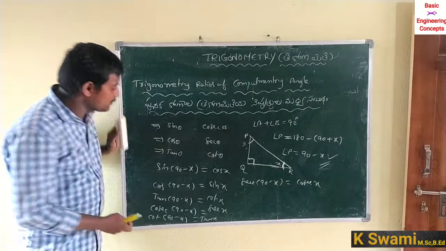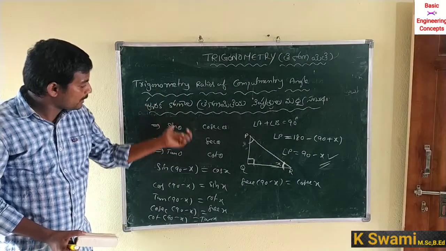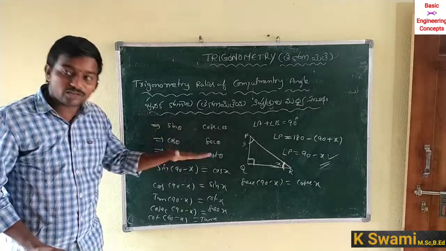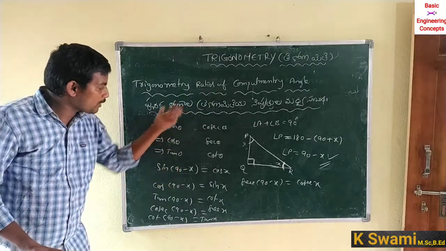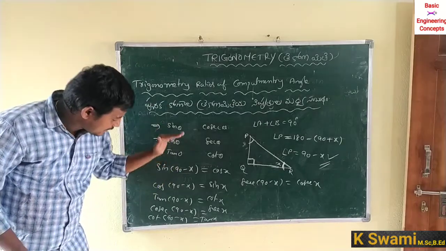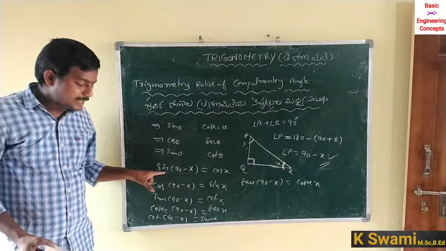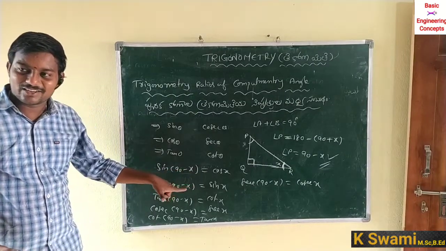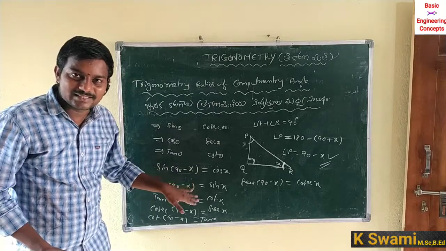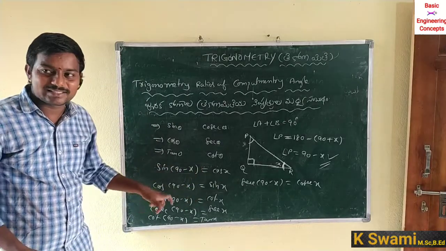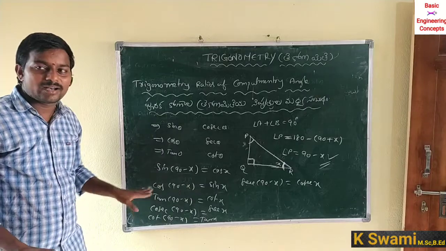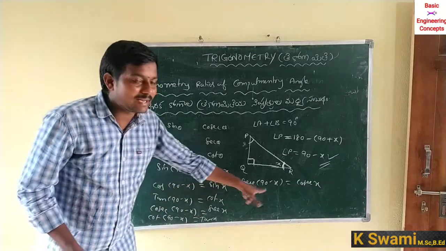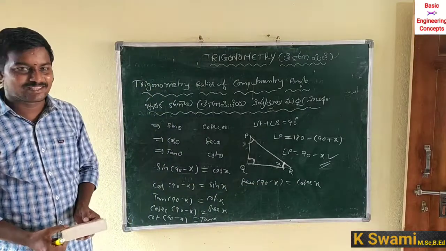So the relation between trigonometric ratios, meaning sin theta, cos theta, tan theta, cosecant theta, secant theta, and cot theta, and complementary angles is there. Sin(90 minus x) is equal to cos x, cos(90 minus x) is equal to sin x, tan(90 minus x) is equal to cot x, cosecant(90 minus x) is equal to secant x, cot(90 minus x) is equal to tan x, and secant(90 minus x) is equal to cosecant x.